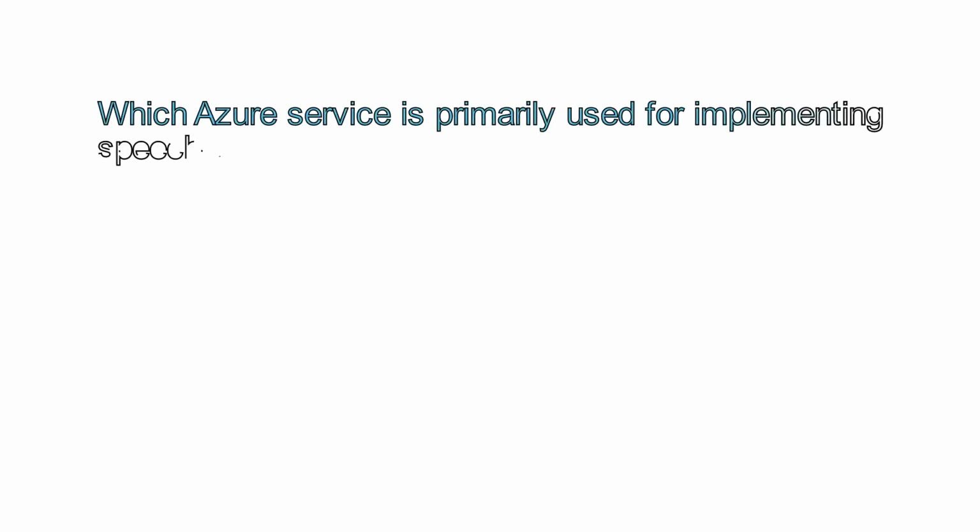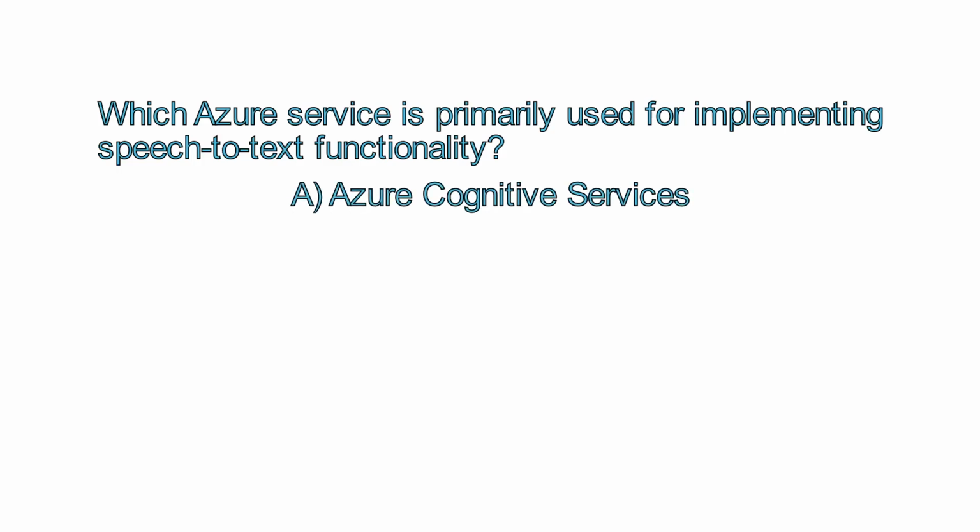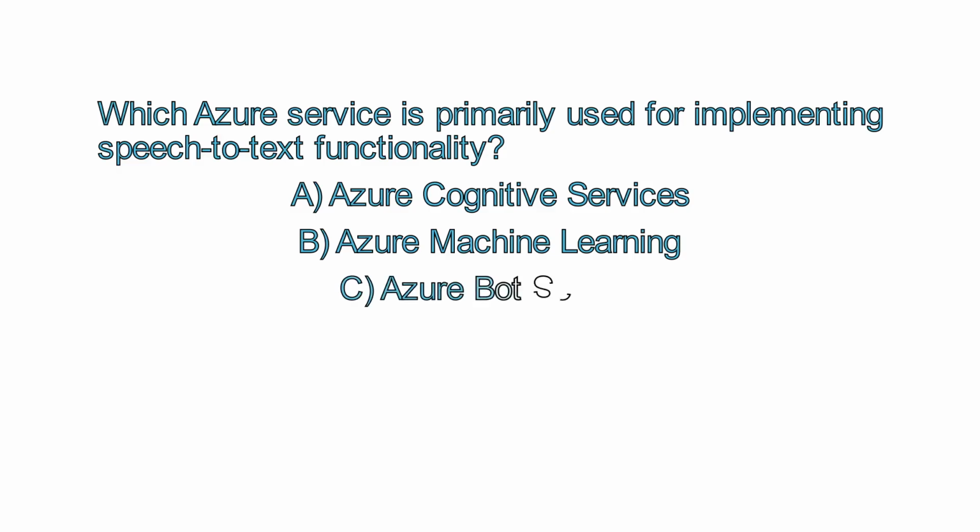Which Azure service is primarily used for implementing speech-to-text functionality? A. Azure Cognitive Services. B. Azure Machine Learning. C. Azure Bot Service. D. Azure Functions.